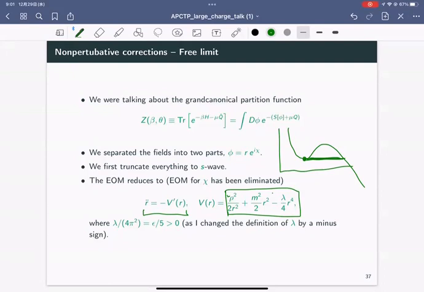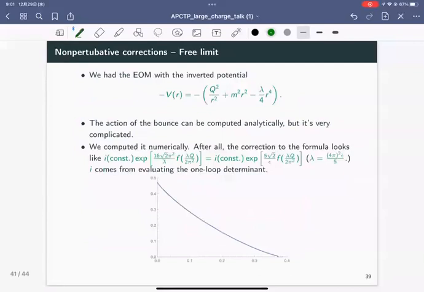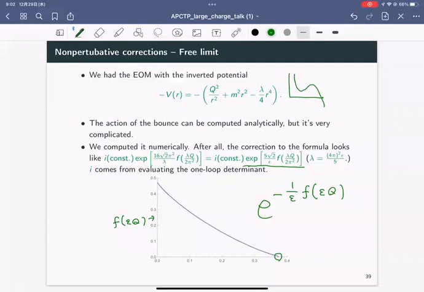The details don't matter, but all in all, you will get a correction of the form exponential minus something over epsilon times f of epsilon times Q, and f of epsilon times Q looks like this. What's really funny is that the instanton action goes to zero at some value of epsilon times Q, just because our potential looked like this, but when epsilon times Q is of order one, it starts not having any minimum. Anyway, this is the final result.